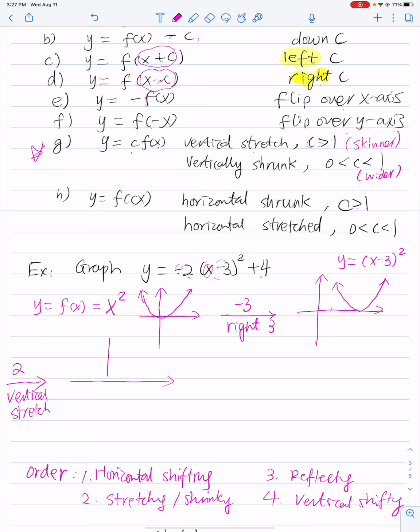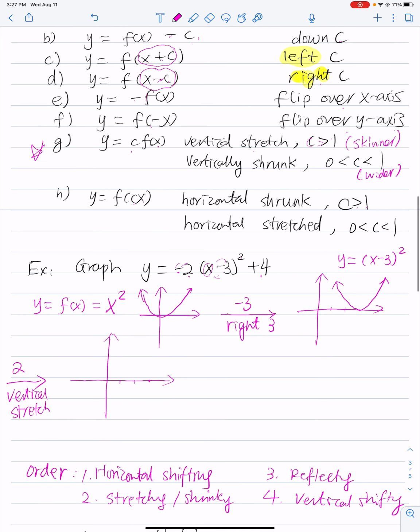Vertical stretch. So what does vertical stretch mean? You still have 1, 2, 3 here. So vertical stretch means it becomes taller, yeah? So the function becomes much skinnier. Okay, and then we wanted to do what? Reflecting. You have a negative sign here. It flips over. If you have a negative sign in front, flip over the x-axis. So we have 1, 2, 3. So the skinnier one flips over the x-axis right here.